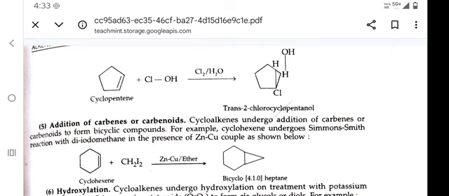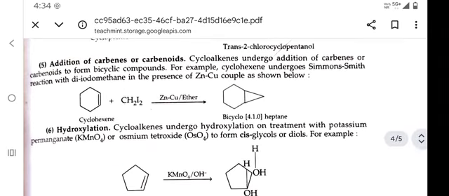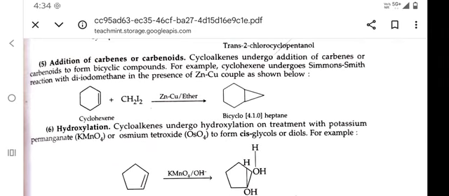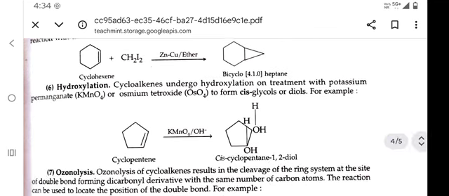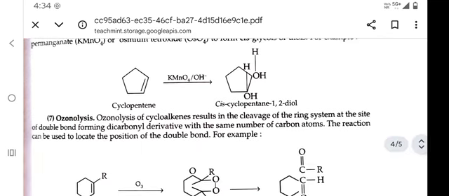Addition of carbene or carbenoids. Cycloalkenes undergo addition of carbenes or carbenoids to form bicyclic compounds. For example, cyclohexene undergoes the Simmons-Smith reaction with diiodomethane in presence of zinc-copper couple as shown below. Cyclohexene reacts with CH2I2 in presence of zinc-copper couple with ether as a catalyst to give bicyclo[4.1.0]heptane. Hydroxylation. Cycloalkenes undergo hydroxylation on treatment with potassium permanganate or osmium tetroxide to form cis-glycols or diols. For example, cyclopentene reacts with KMnO4 to give cis-cyclopentane-1,2-diol.